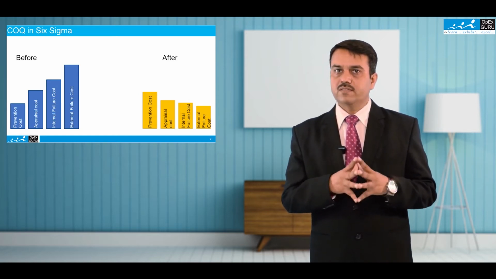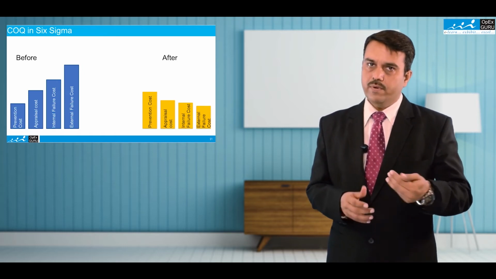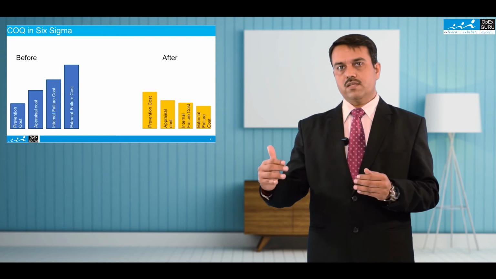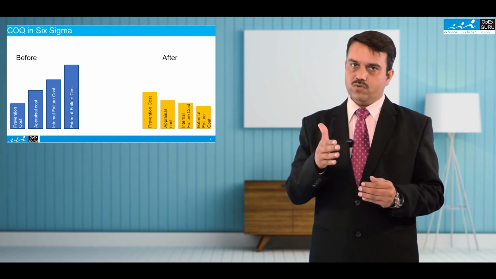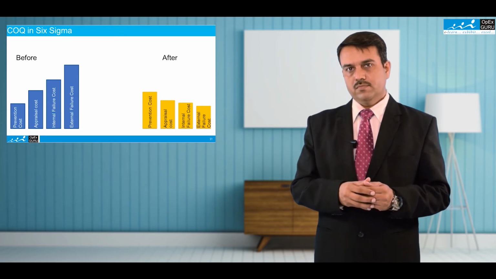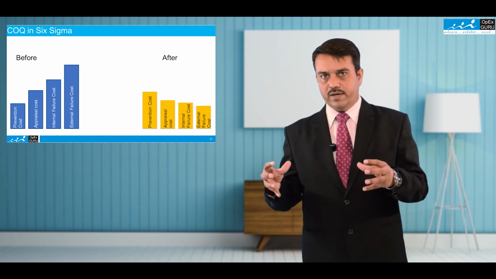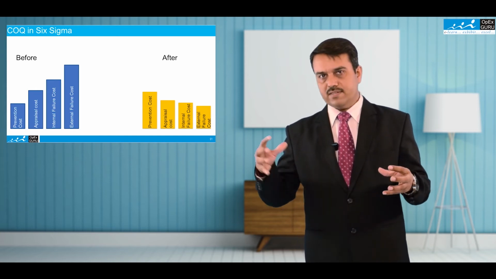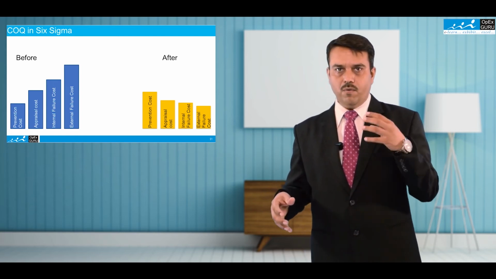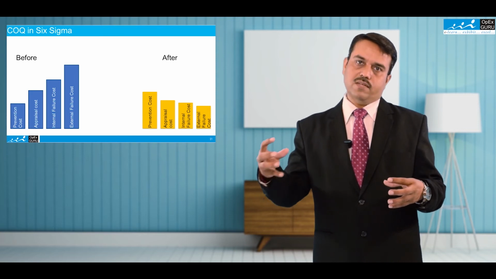What we intend to do in Six Sigma is improve the cost of prevention a little bit and thereby reduce all other three costs drastically, that is cost of verification, internal failure and external failure. So when you compare the before and after situation of cost of quality in a non-Six Sigma and a Six Sigma company, the total cost of quality of a non-Six Sigma company is much higher compared to a company which is following a Six Sigma methodology.